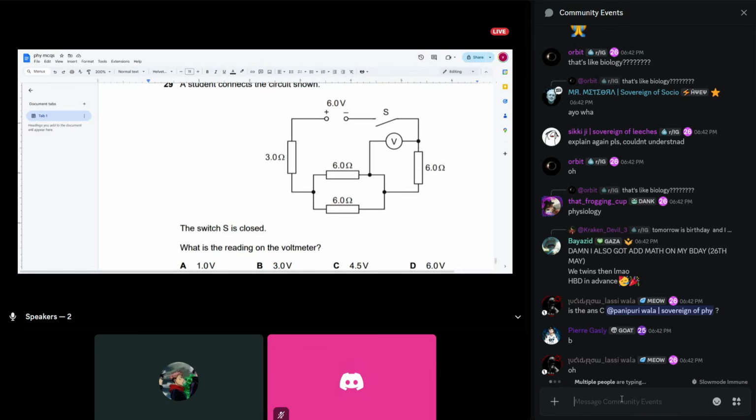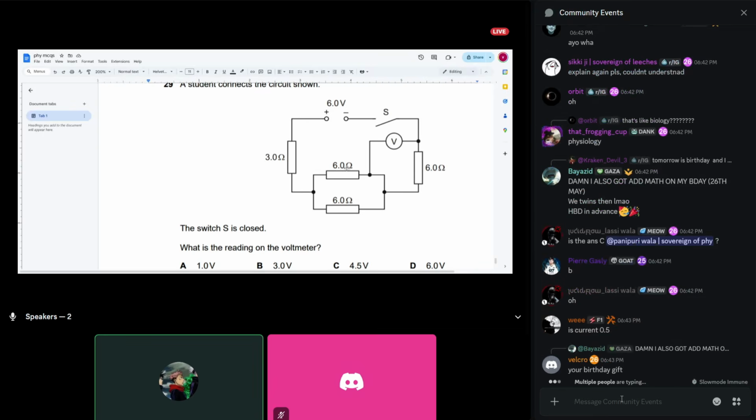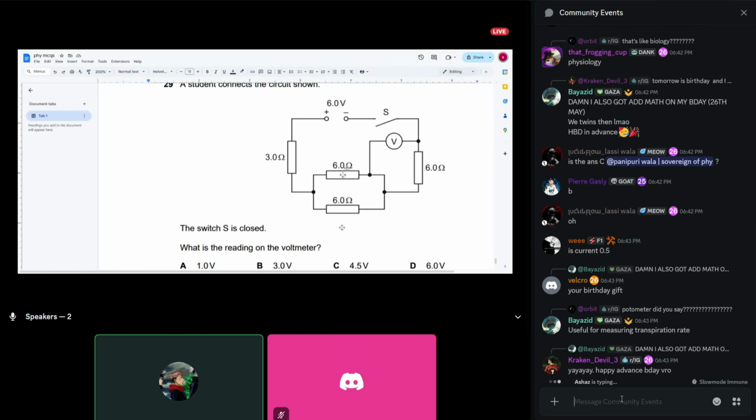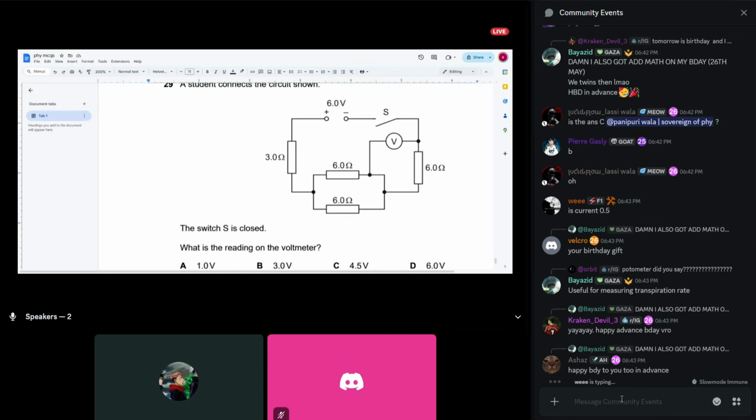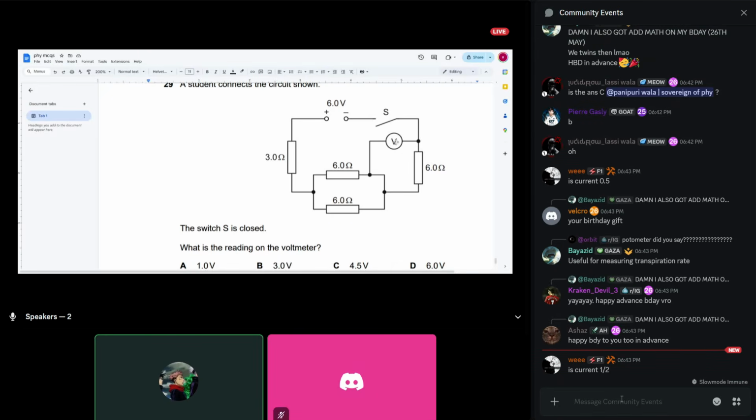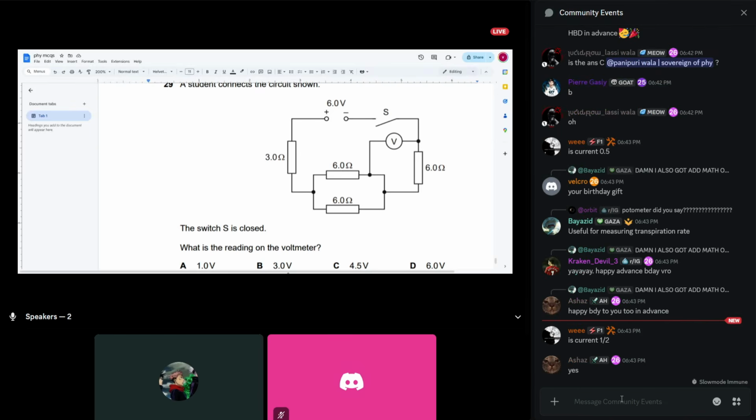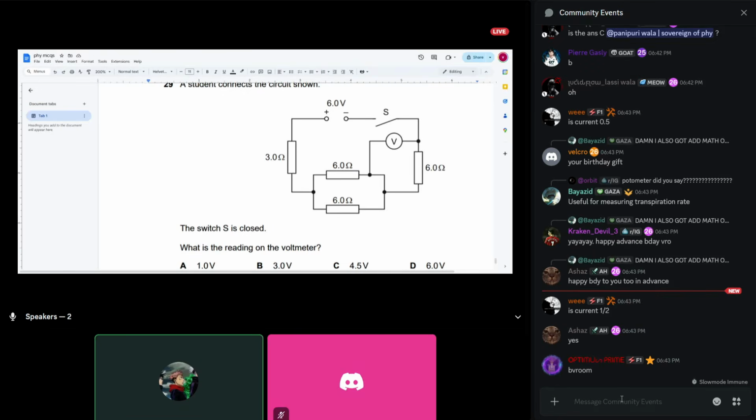As I just said, we consider this whole 6 ohm combination as one resistor, which is 3 ohms. The parallel combination becomes 3. So 3, 3, and 6. So we use a potential difference formula. Current is 1 by 2, which is 0.5 amps. So 0.5 into 6, so 3.